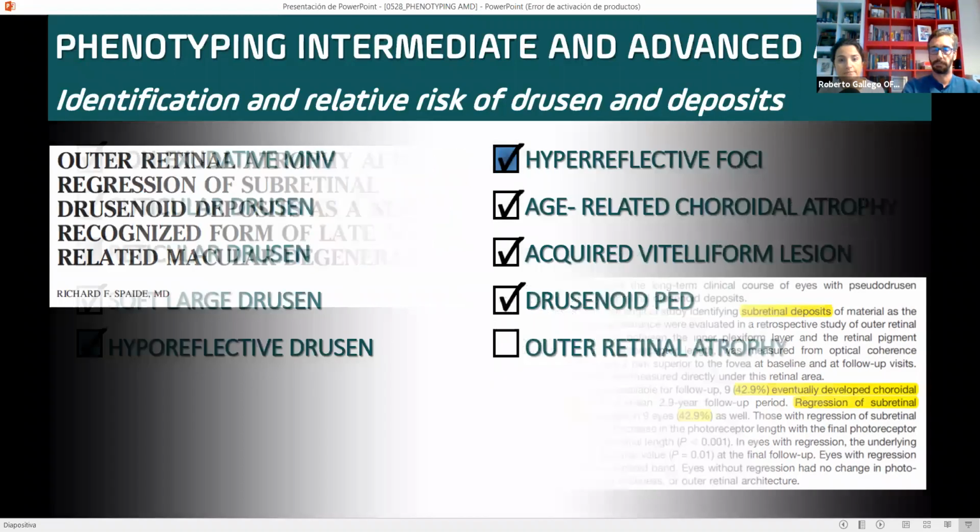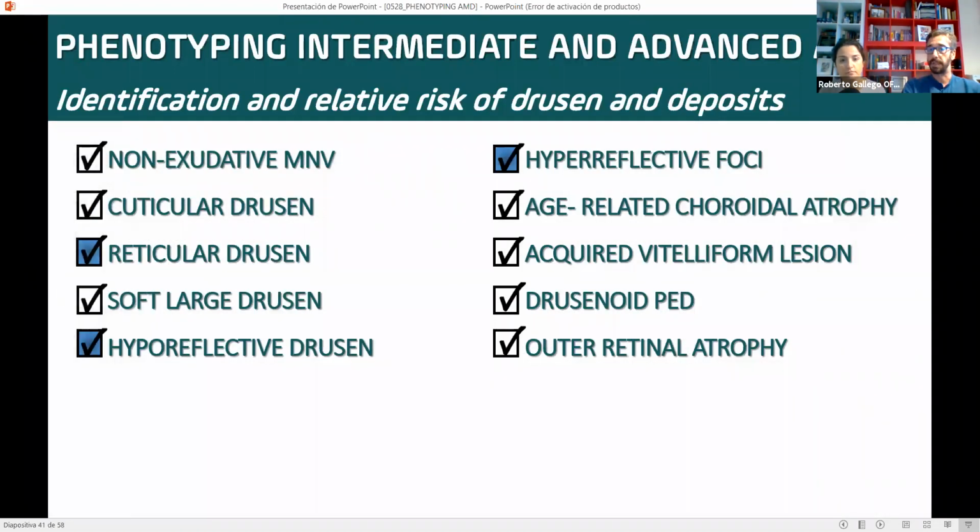Fair enough. So we have completed our intermediate, if we can say so, AMD checklist. Let's move quickly before Ricardo closes this connection, because we were saying that these things are particularly useful. Why?